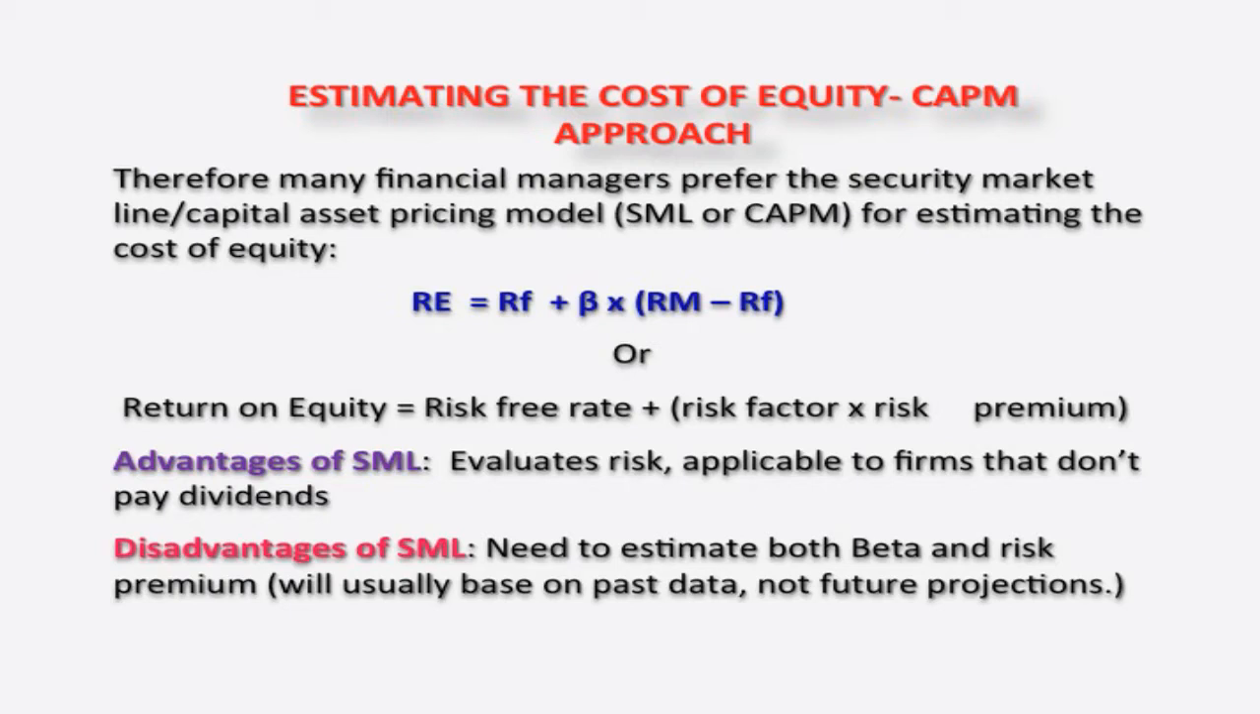In this connection, there is one equation: RE is equal to RF plus beta into (RM minus RF). RE indicates the return on equity, RF means risk free rate of return, B is equal to beta, and beta indicates the systematic risk of the investment, because investment activity risk we can classify into two categories: one is systematic risk, another is unsystematic risk. The systematic risk is measured with the help of the beta coefficient. So, beta into (return on market minus risk free return), or in other words, return on equity is equal to risk free rate plus risk factor into risk premium.